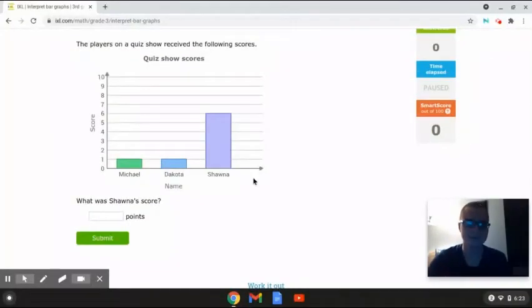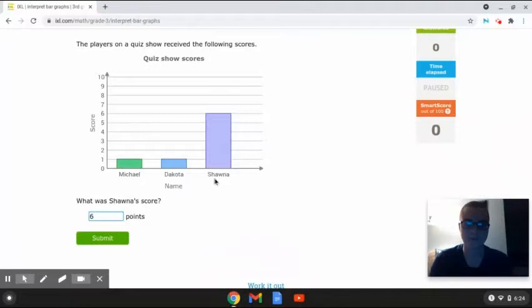Okay, so this next problem reads, the players on a quiz show received the following scores. Alright, so this bar graph is showing the different quiz show scores. And the question right here is asking, what was Shauna's score? So if we look over here at Shauna's part of the bar graph, we're going to count up 1, 2, 3, 4, 5, and 6. So the answer for this problem is 6.